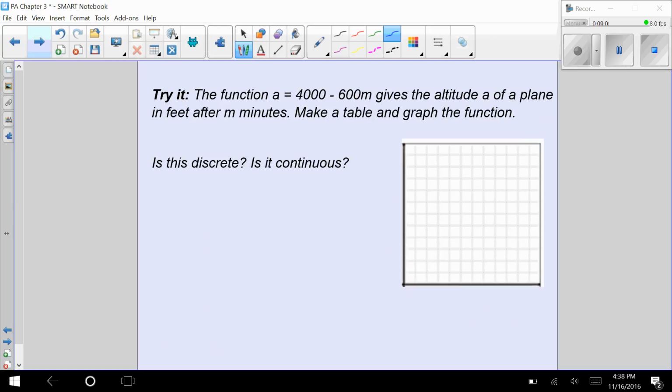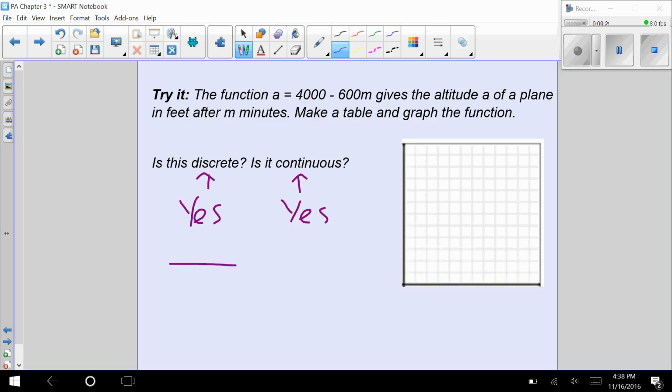So you're going to try this one. The function a equals 4,000 minus 600m gives the altitude of a plane in feet after m minutes. Make a table and graph the function. First, think about, is it discrete and is it continuous? So our first question, is it discrete? Yes, I can count both of these things. Is it continuous? Yes, I can plug in a quarter of a minute.